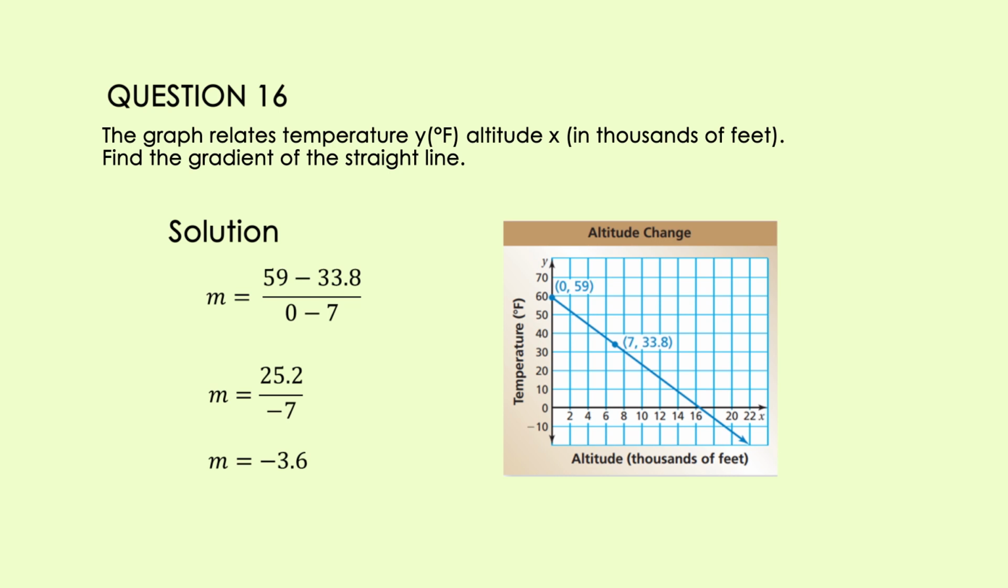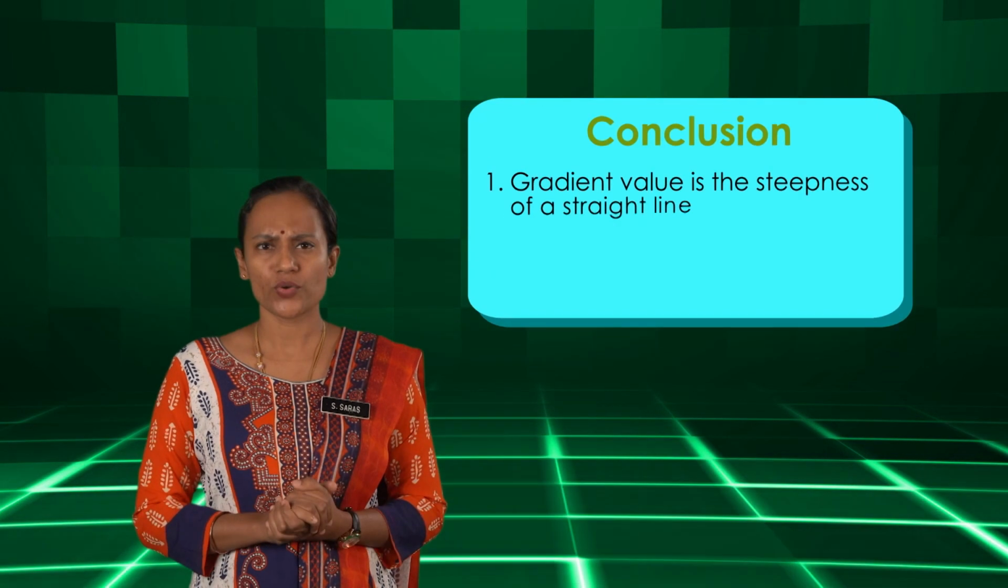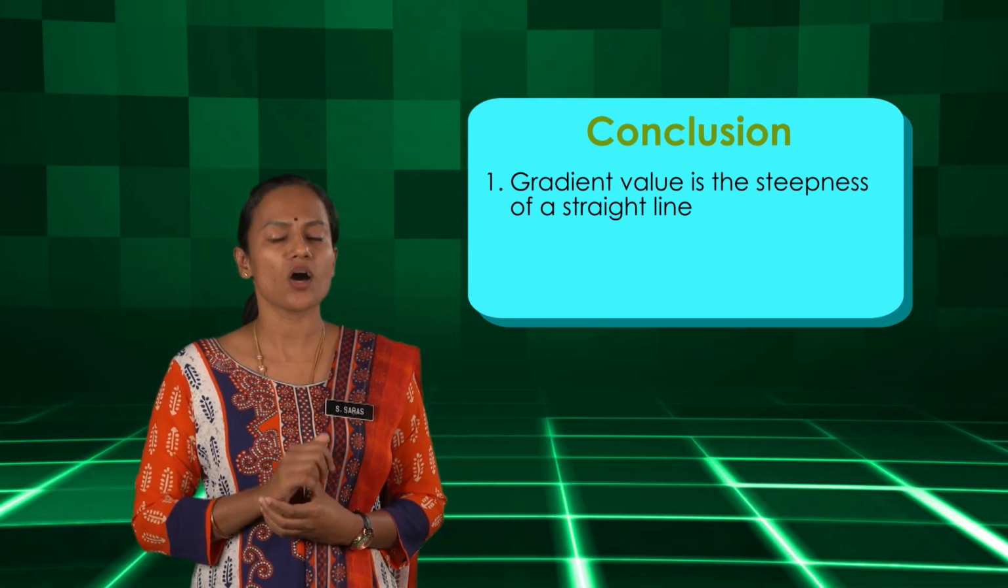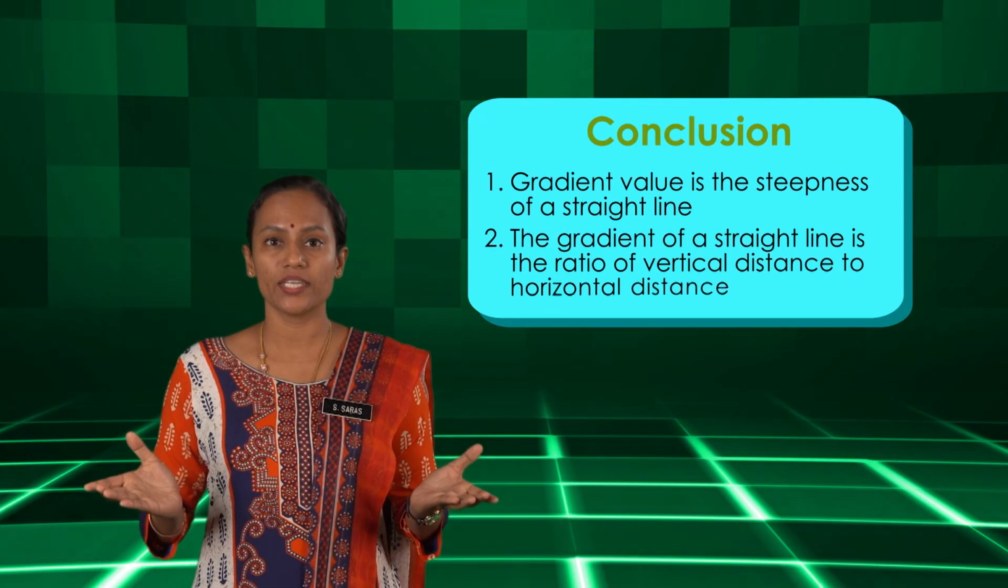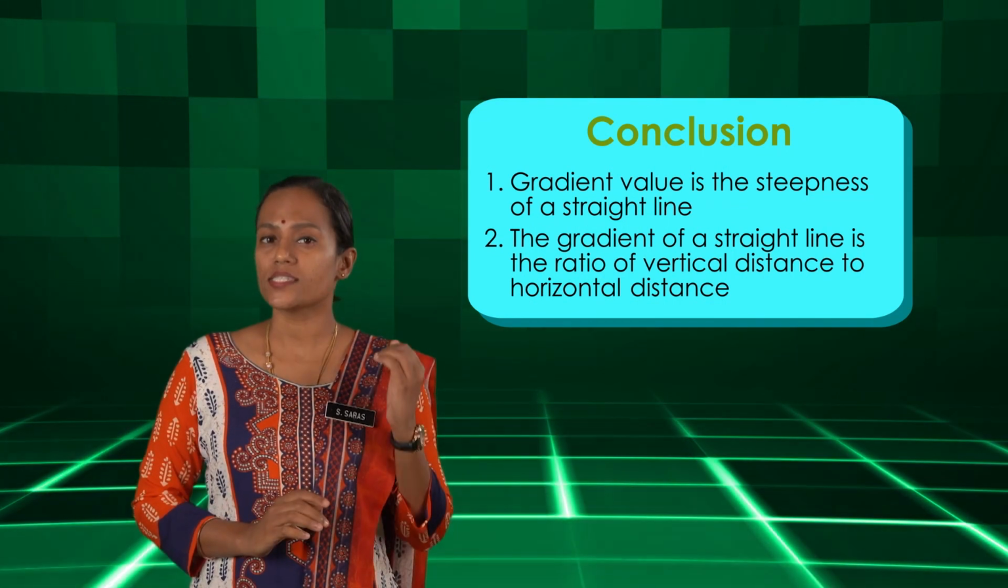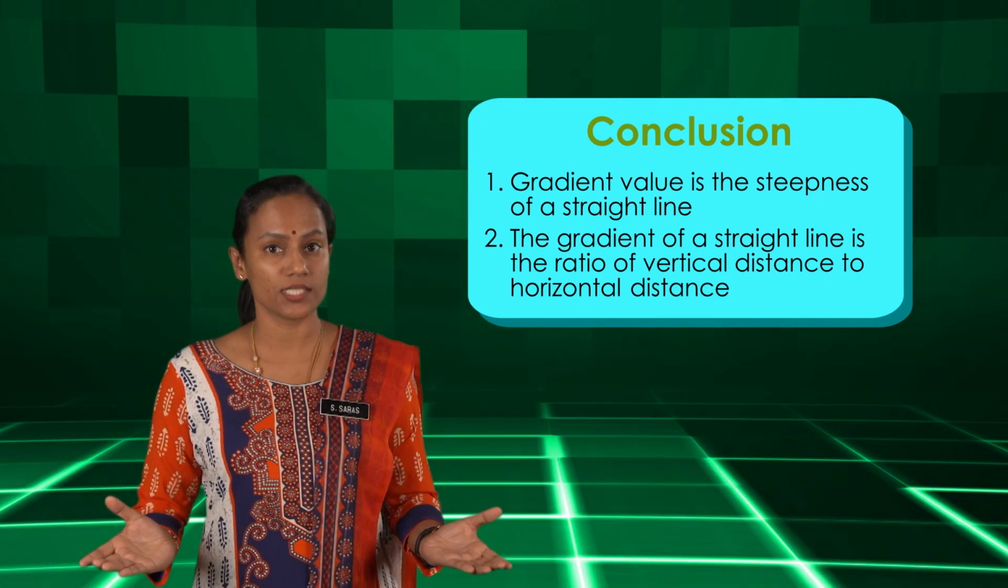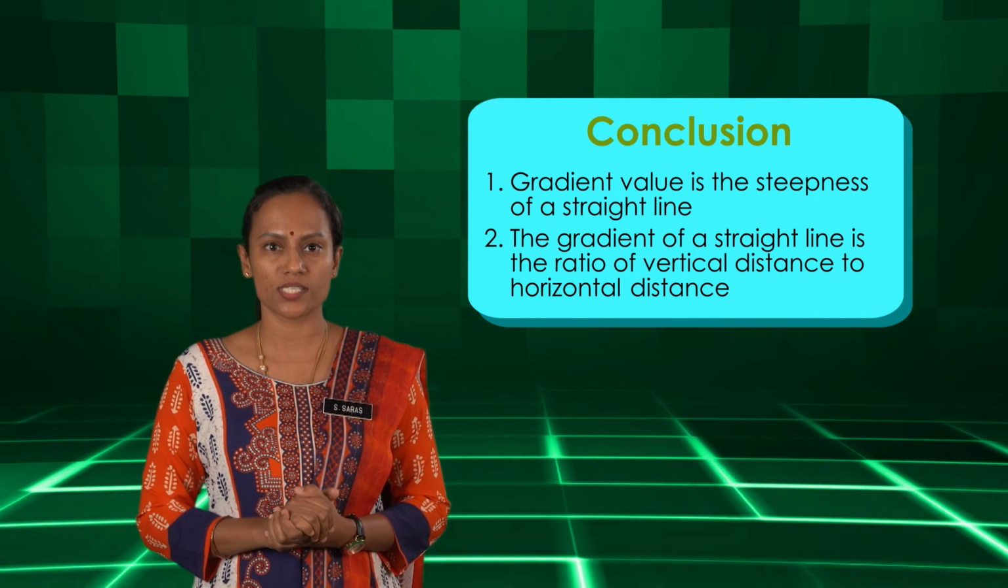Then, m equals 25.2 divided by negative 7. And finally, the gradient of the straight line would be negative 3.6. In conclusion, gradient value is the steepness of a straight line. The gradient of a straight line is the ratio of vertical distance to horizontal distance.